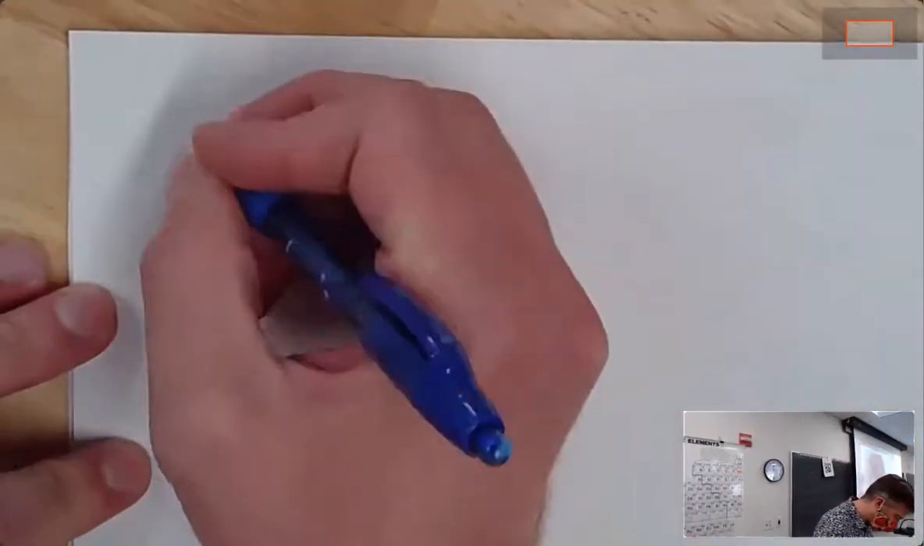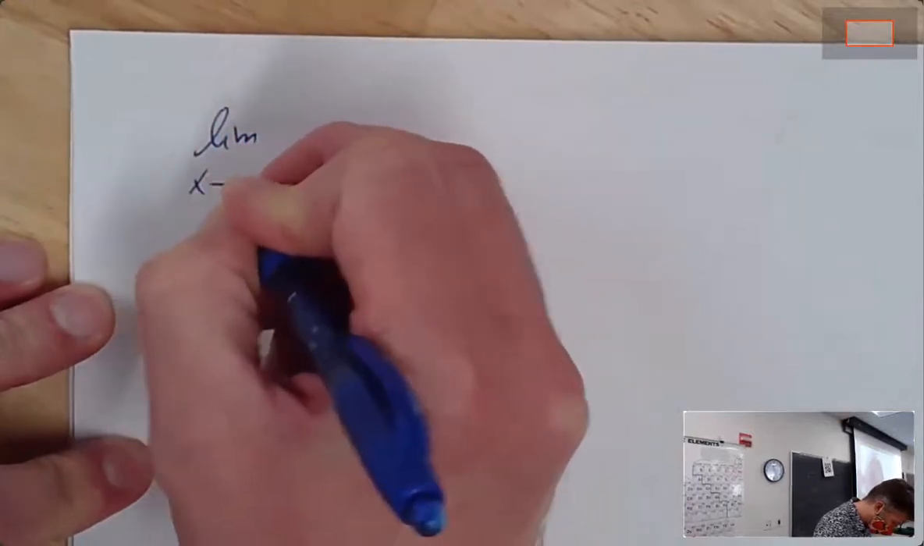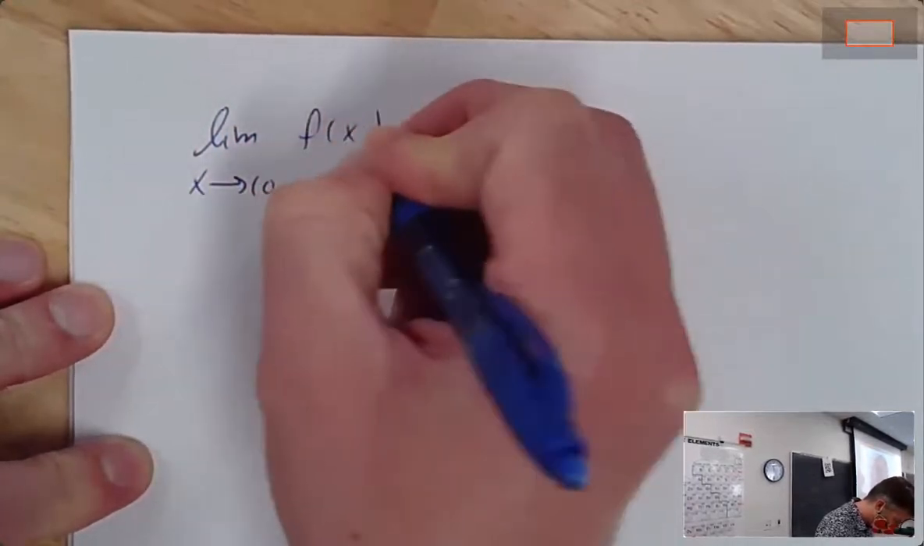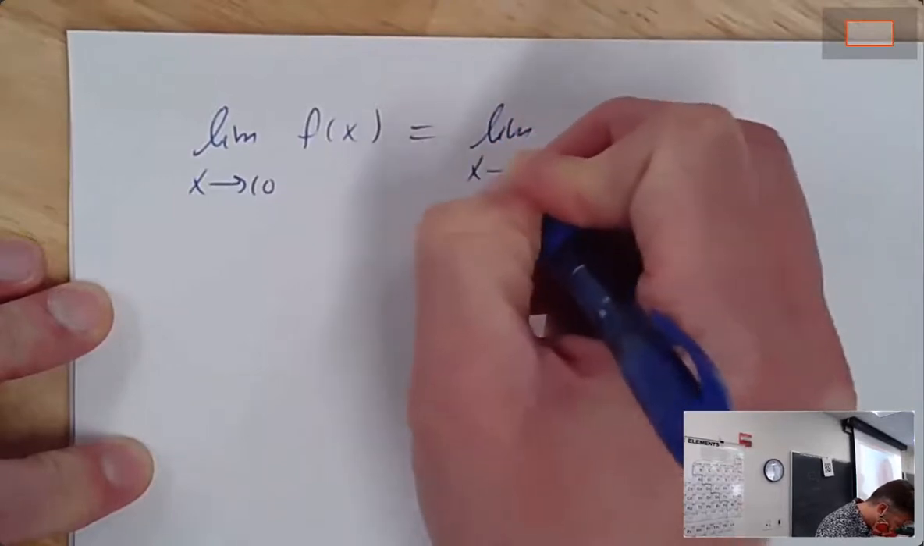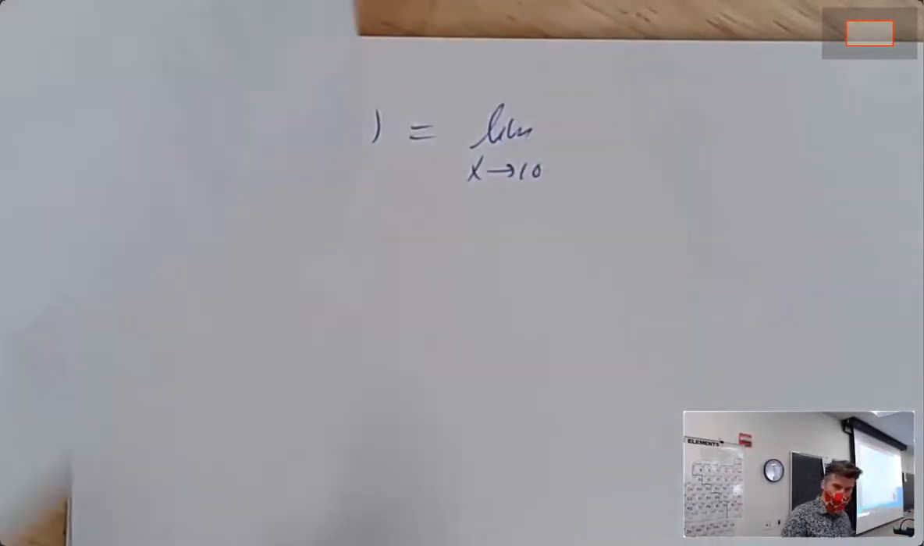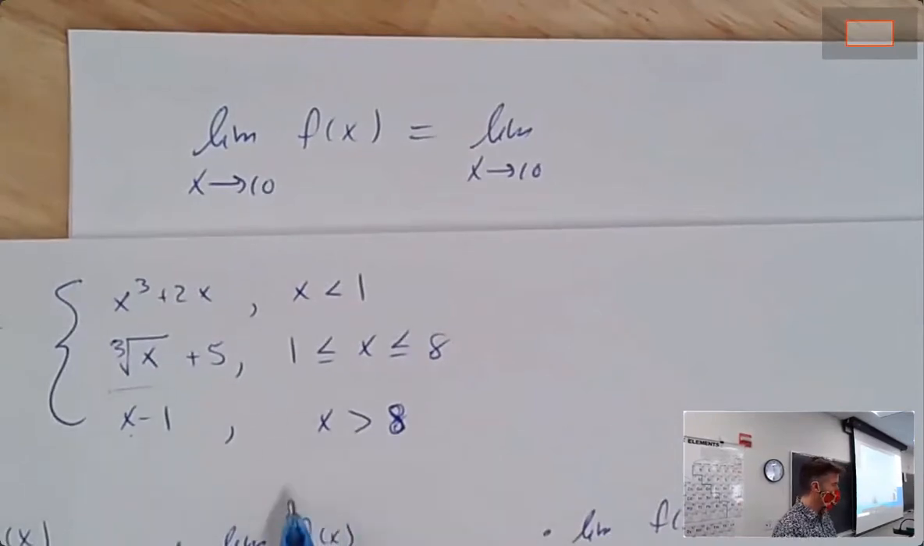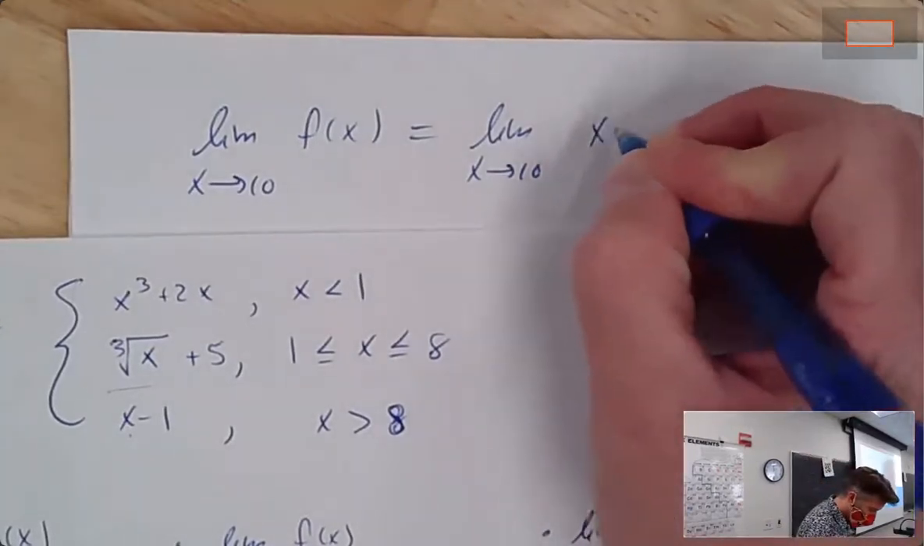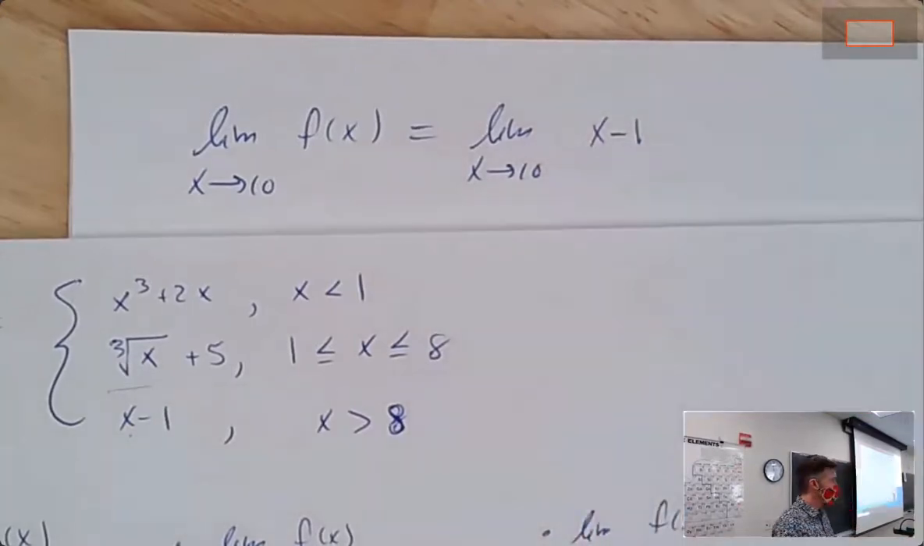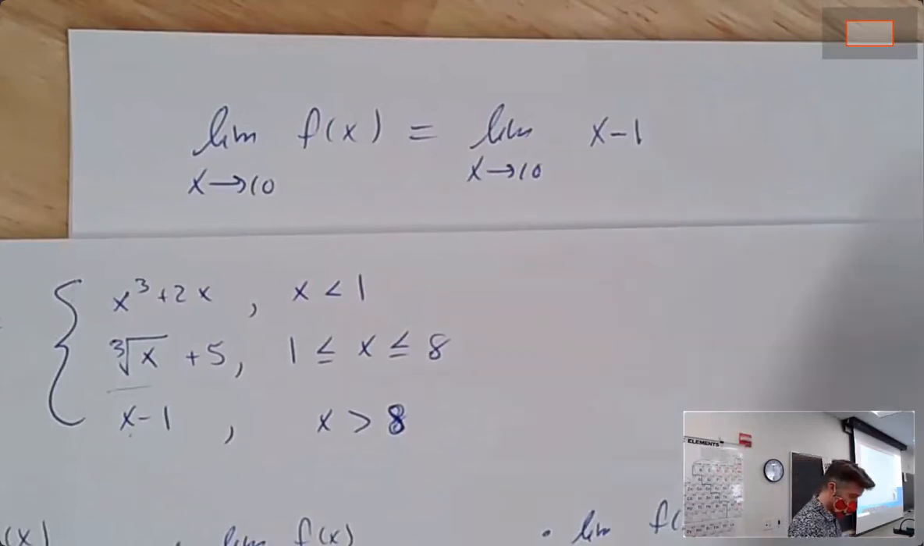Well, 10 is kind of a non-issue, because when x is 10, we're totally in this area, whether we're on the left of 10 or on the right of 10. So when you want to find the limit as x approaches 10, we're just saying, well, that's the function x minus 1. And whether you're approaching it from the left or from the right, x minus 1 is still getting closer and closer to the same value, which is 9.